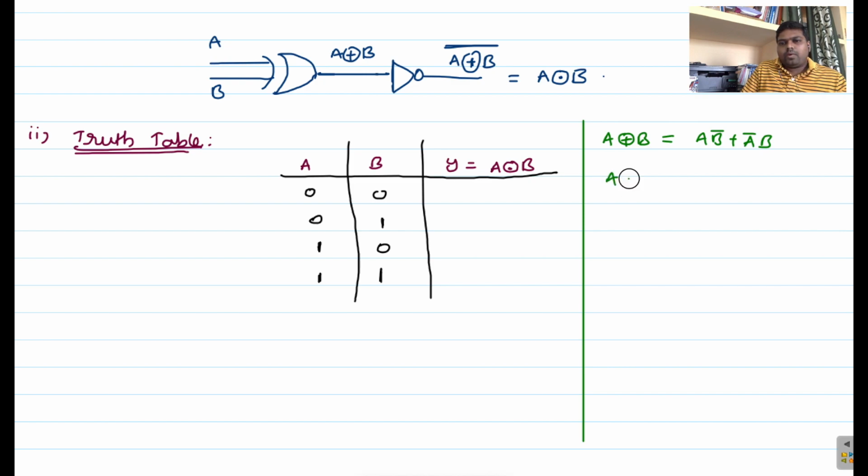Now a XNOR b equals a XOR b whole bar, right? a XOR b whole bar is nothing but (a b bar plus a bar b) whole bar. By using the complementary theorem, we can write it like this: (a b bar) whole bar into (a bar b) whole bar.